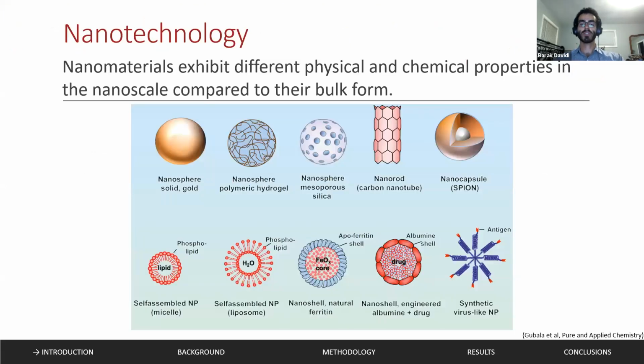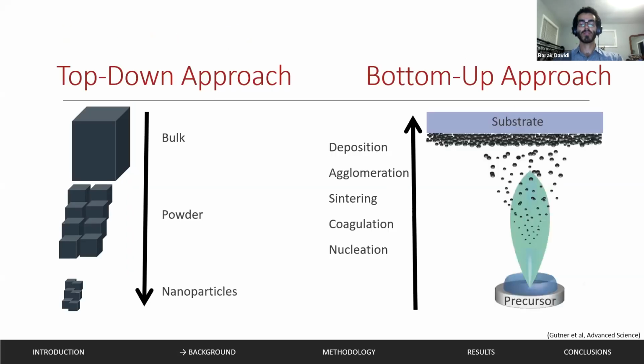Nanomaterials exhibit different physical and chemical properties in the nanoscale compared to their bulk form. As such, they are utilized in a range of science and engineering fields, but the focus of this review was their biomedical applications. The methods of synthesizing nanomaterials can be categorized as top-down or bottom-up approaches. Top-down approaches, which require the expenditure of energy to reduce particle size down to the nanoscale, differ from bottom-up approaches, which build particles up to the nanoscale.